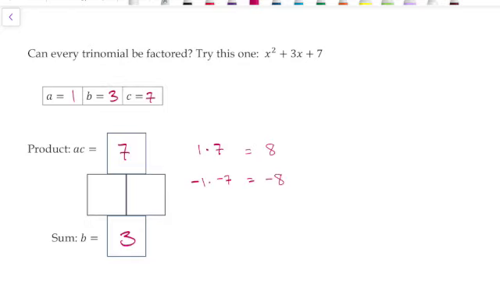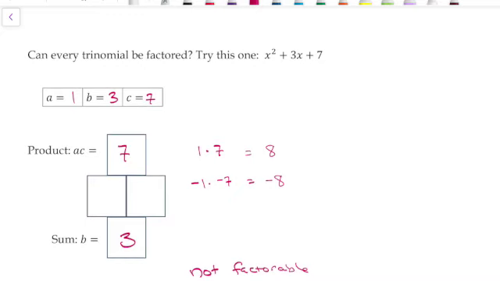There are no other factors of 7. There's nothing that would add together to be 3. So this is not factorable. So this is an example of using the quadratic formula, which we're not doing quite yet. All right, so that's not factorable, so you wouldn't be able to factor it.